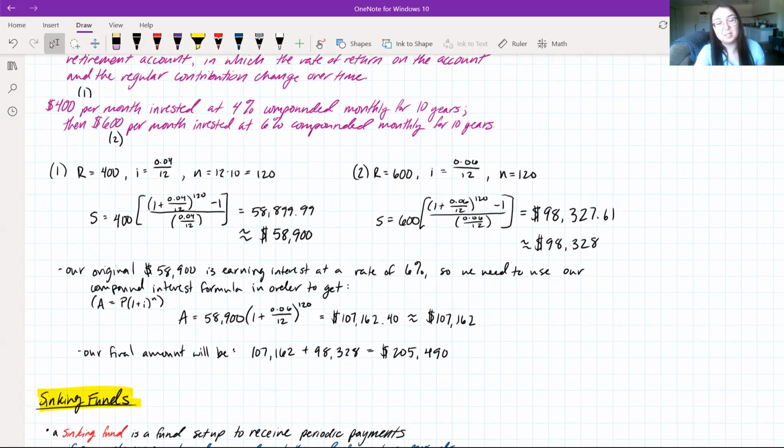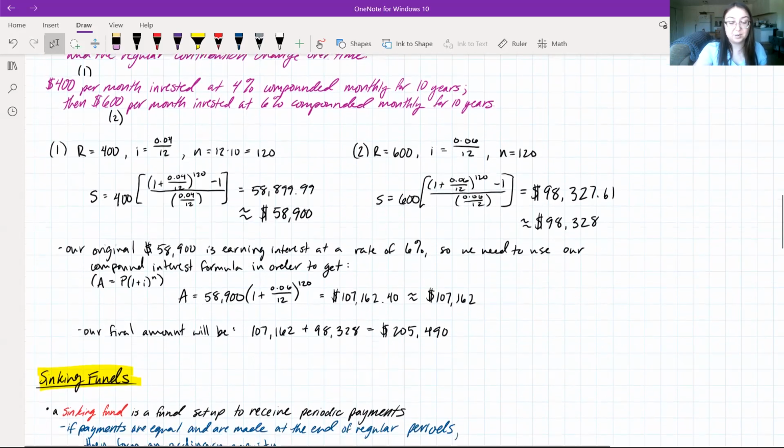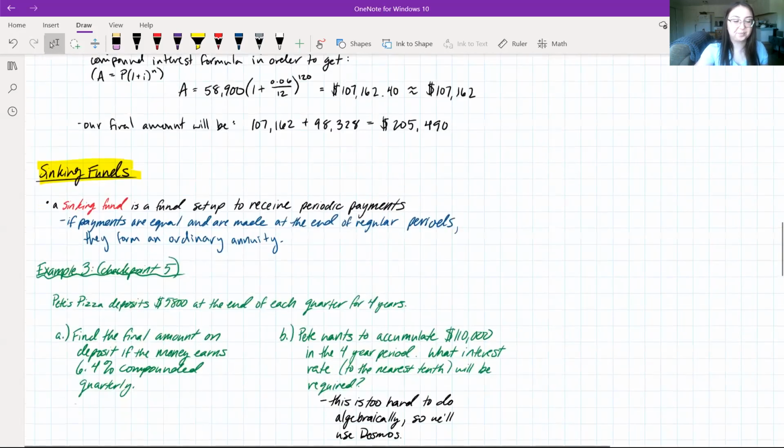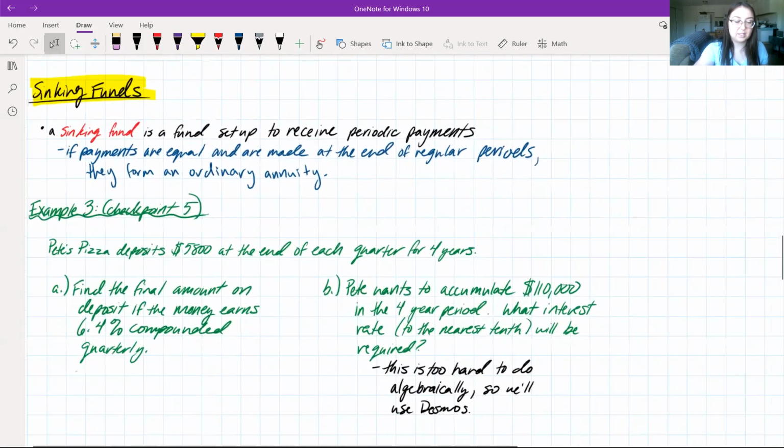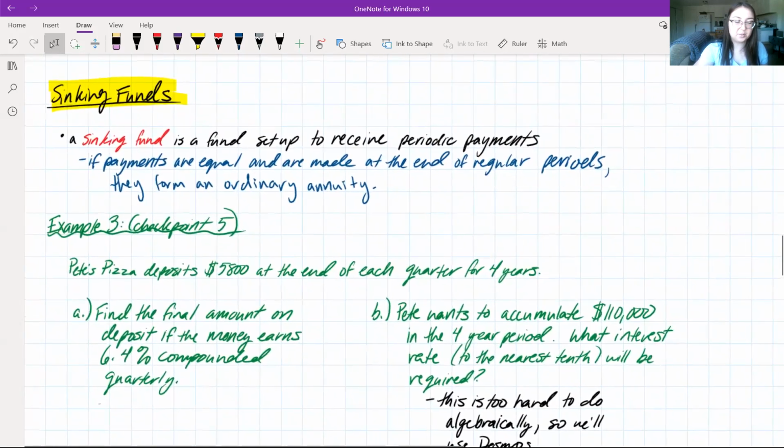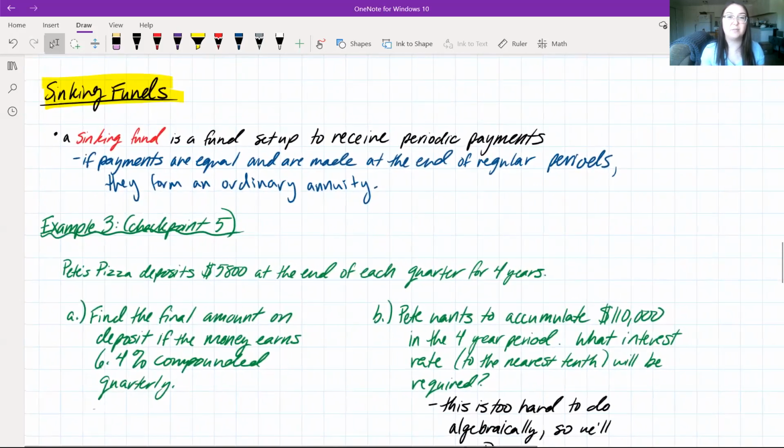And by these periods of time, I mean out of 20 years, it got cut in half to 10 years and 10 years. All right, so that was a little bit more complicated. So now I want to move on to this idea we have of sinking funds.